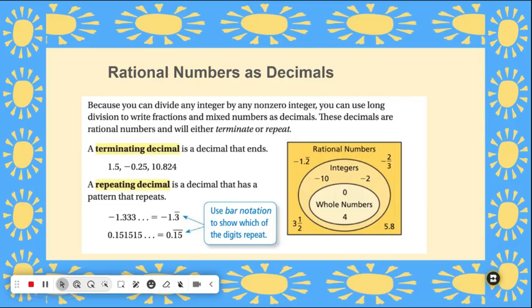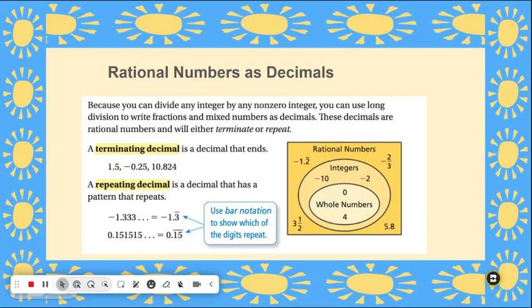So, rational numbers as decimals. Okay, so a terminating decimal is a decimal that stops, it ends. And then a repeating decimal is a decimal that has a pattern that repeats. So in this example here, it's negative 1.333. So the 3 is going to repeat, so we put the bar notation over the 3. That's showing that the 3 repeats.